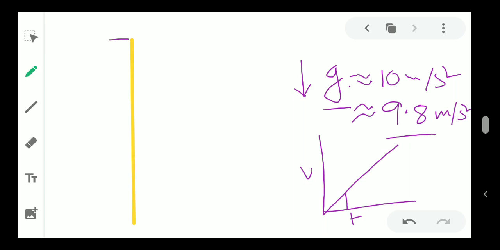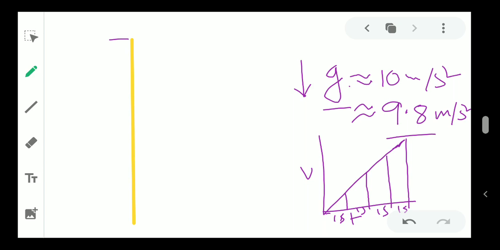Now you can see one thing very clearly. If you want to calculate the distance covered, let's say I am dividing the whole dropping down into sections of time. The first is 1 second, this is also 1 second, this is also 1 second, this is also 1 second. So all are divided into equal parts of 1 second.